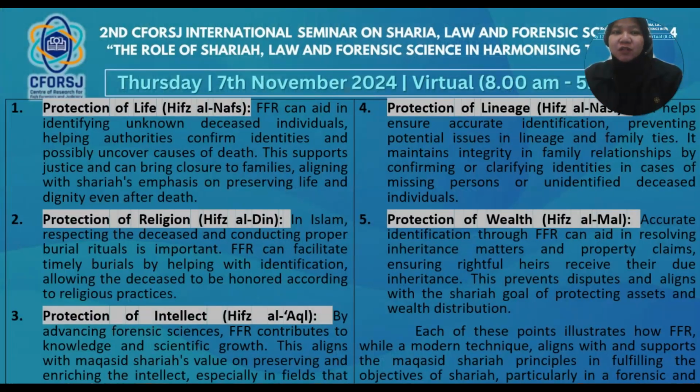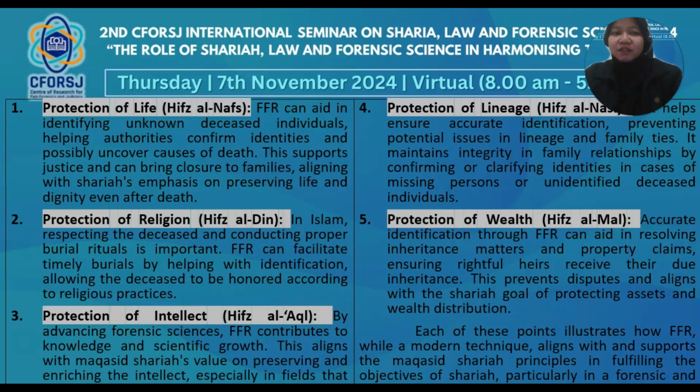Number 1, protection of life, Hifz al-Nafs. FFR can aid in identifying unknown deceased individuals, helping authorities confirm identities and possibly uncover causes of death. This supports justice and can bring closure to families, aligning with Shariah's emphasis on preserving life and dignity even after death.